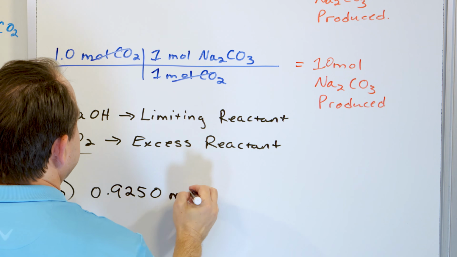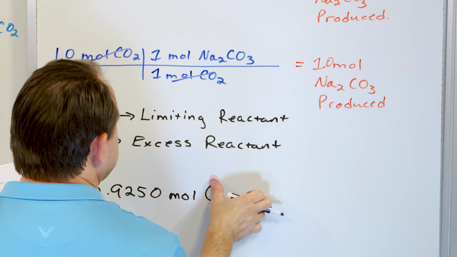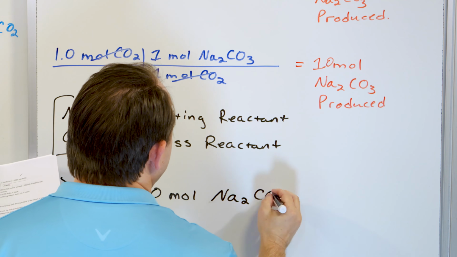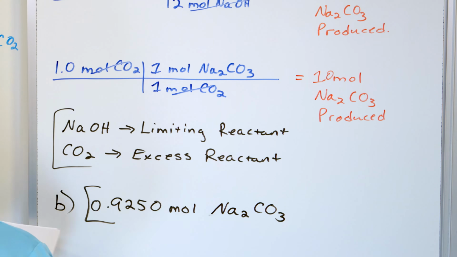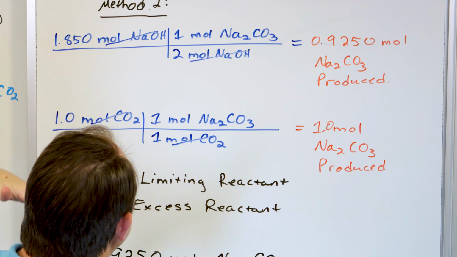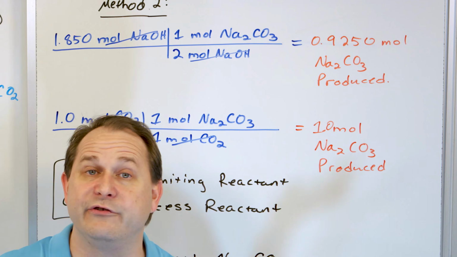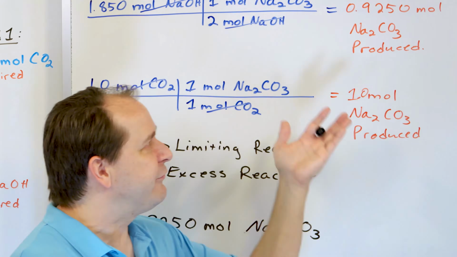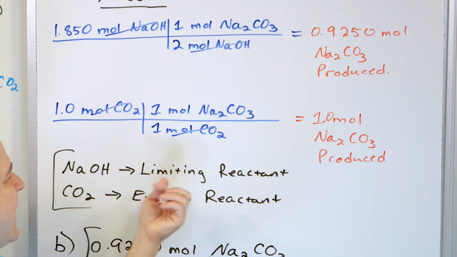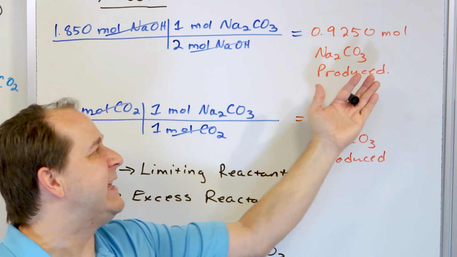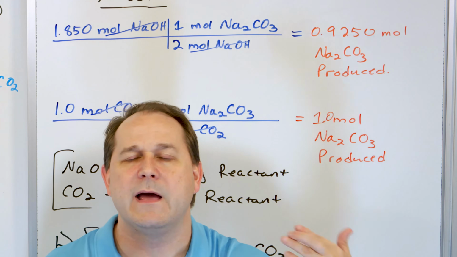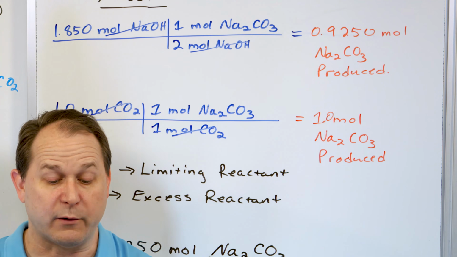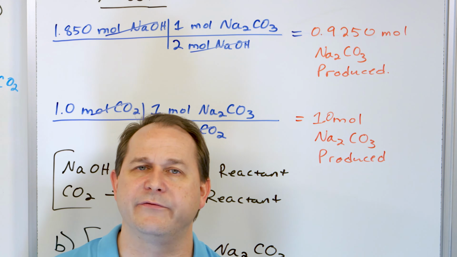0.9250 moles of, whoops, if I can write it down, sodium carbonate, Na2CO3. So I can just circle it because I've already done the math here. And this is a good example of why you might choose to do the calculation this way. If you know you're going to have to calculate the amount of product, maybe I'll just find the limiting reactant this way, and then I can write down the limiting reactant, and I've already calculated the amount of product that's going to form, and I just circle it for my next answer. All right, so we're done with that, 0.9250 moles of sodium carbonate.